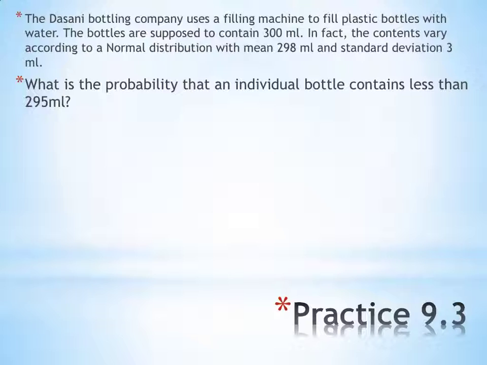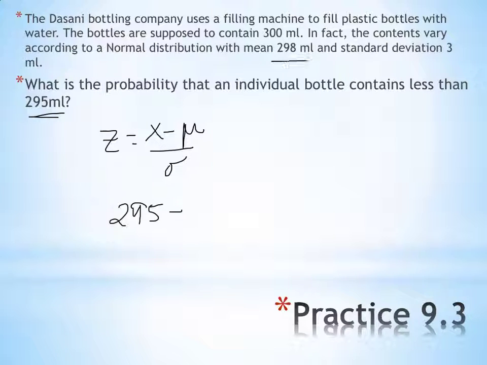So all we have to do for this problem is z-score, where z-score is x minus the mean over standard deviation, and x here is going to be 295. So 295 milliliters minus the mean, which is 298, over my standard deviation, just like a normal z-score problem. And we end up getting -1 when we do that z-score.